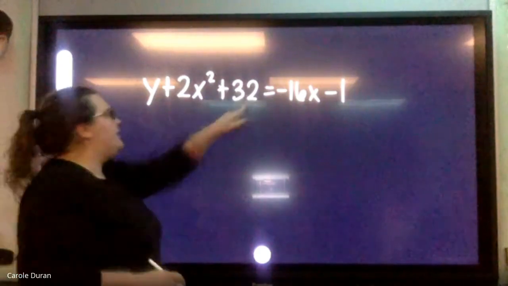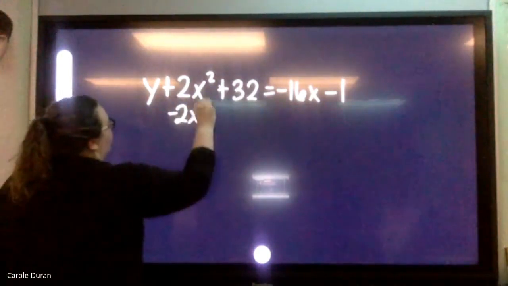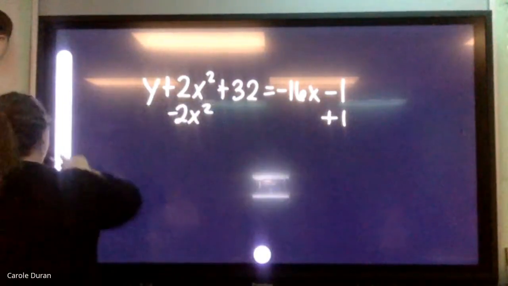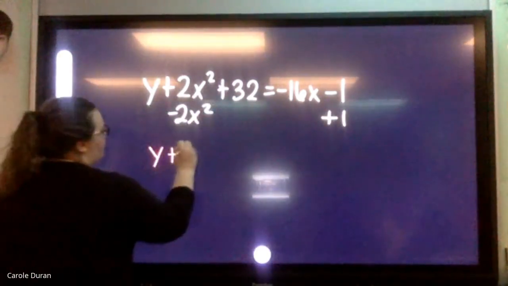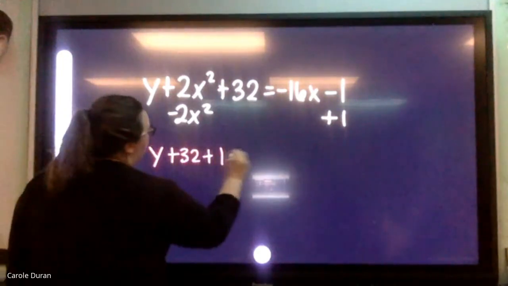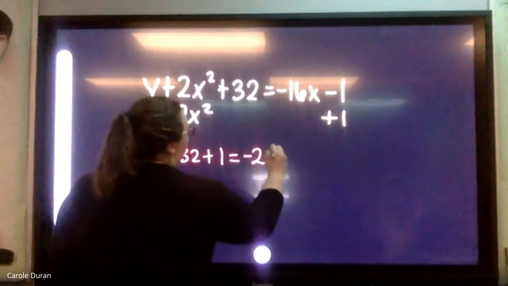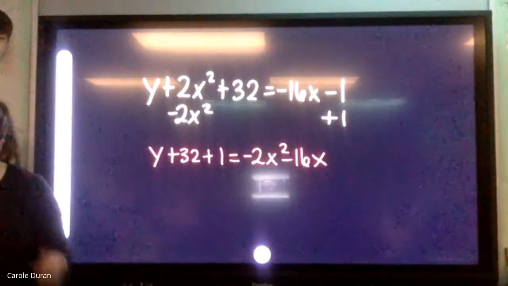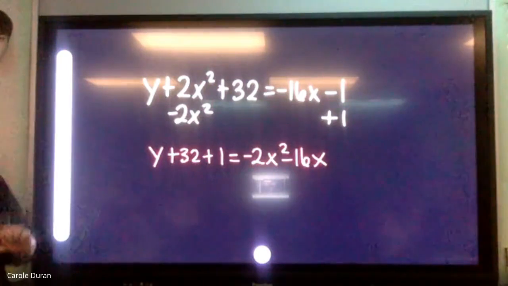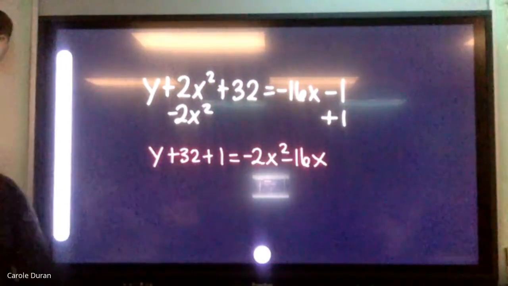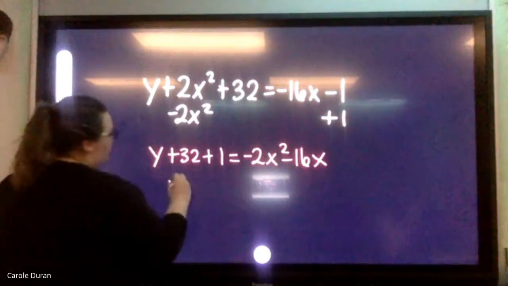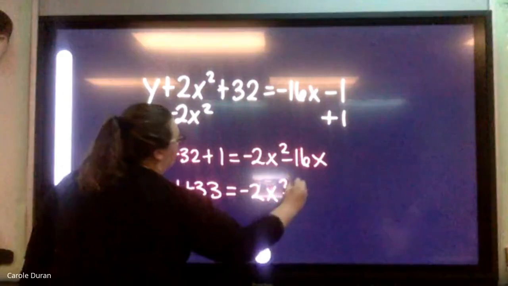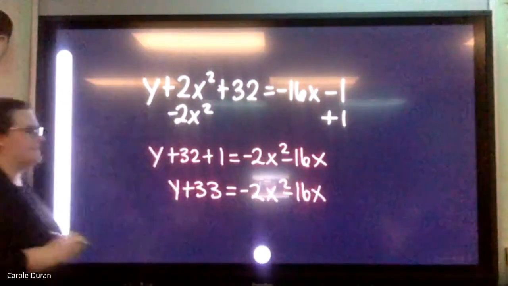So we're going to leave this 32. I'm going to subtract this 2x squared, and I'm going to add this 1. So when I do that, I get y plus 32 plus 1 equals negative 2x squared minus 16x. I can go ahead and simplify this by putting the 32 and the 1 together. And when I do, I get y plus 33 equals negative 2x squared minus 16x.